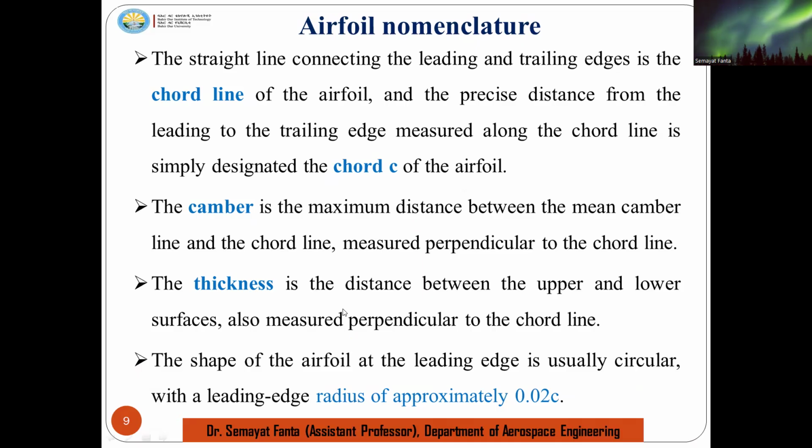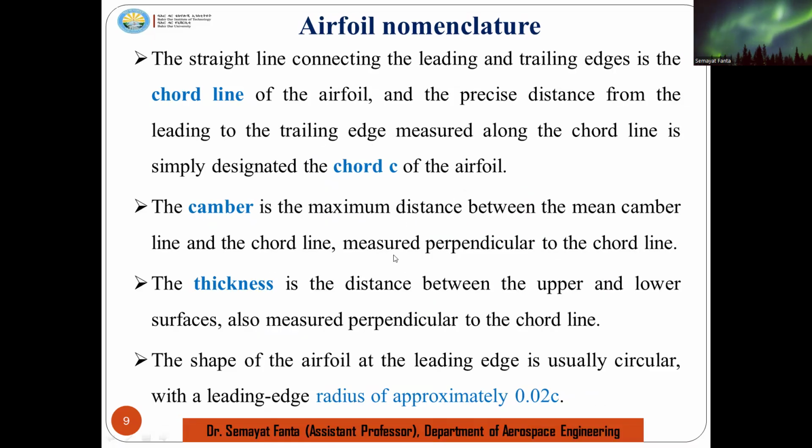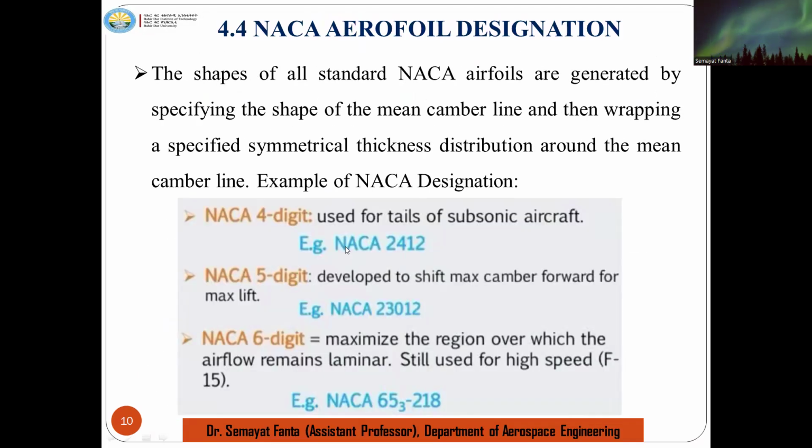The thickness is the distance between the upper and the lower surface, also measured perpendicular to the chord line. So the thickness is this. This is the maximum thickness actually. Maximum camber does not guarantee the location of maximum thickness. The shape of the aerofoil at the leading edge is usually circular with a leading edge radius of approximately 0.02 of the chord. Most of the representation in aerofoil is in terms of chord.